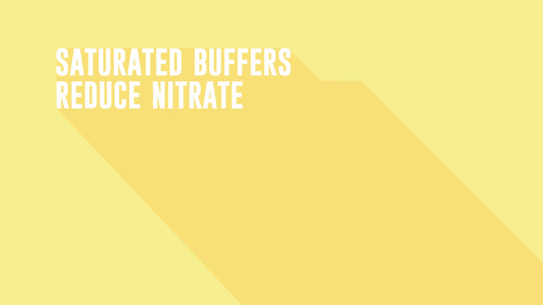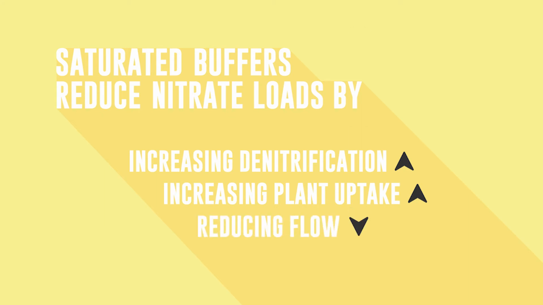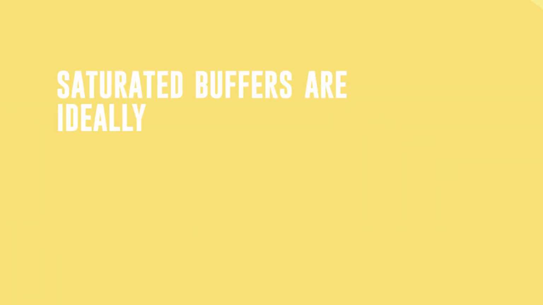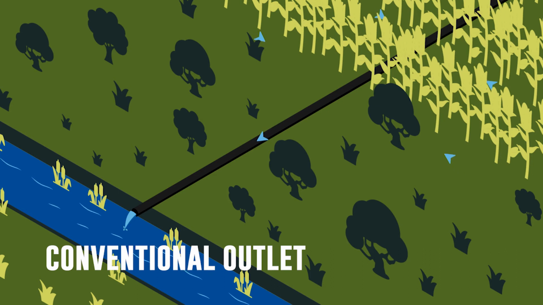Saturated buffers reduce nitrate loads by increasing denitrification, increasing plant uptake, and reducing flow to the stream. Saturated buffers are ideally suited to provide treatment of drainage water where drain outlets through a buffer area, whereas conventional drainage pipes usually flow directly into the stream or ditch.